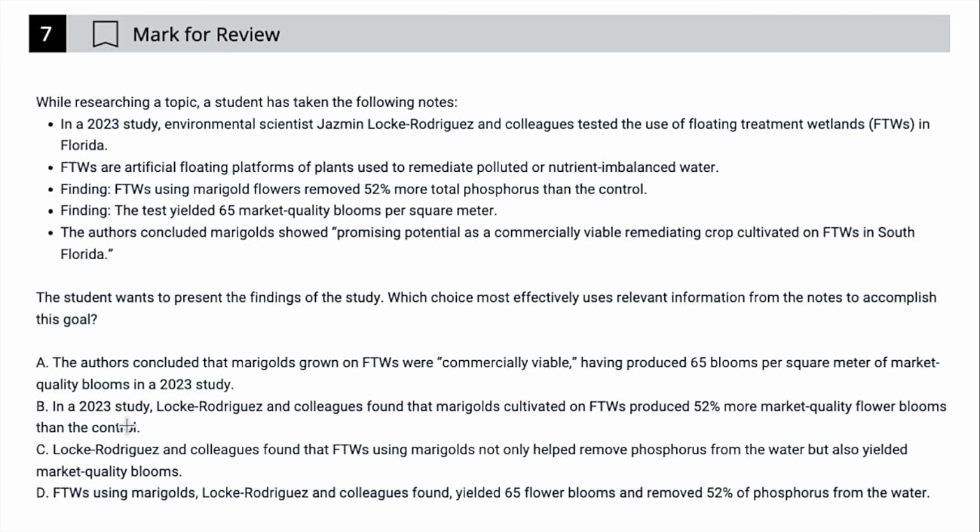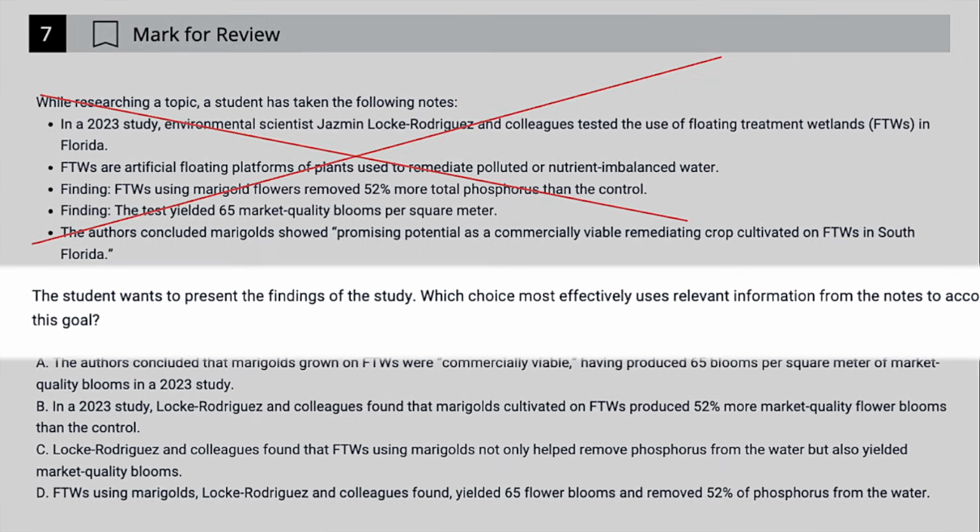Of course, you might come across one like this, where you do have to look at the notes, but you still want to start by ignoring them. So let's pretend we're ignoring the notes, and it says we want to present the findings of a study. So "authors concluded," that would be a finding. "These people found," that would be a finding. "Found," that would be a finding.